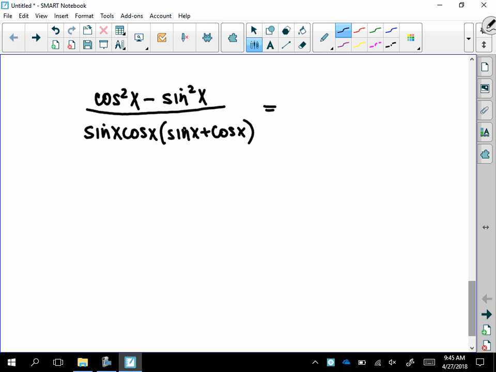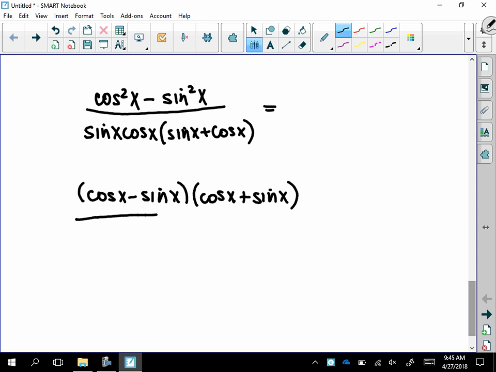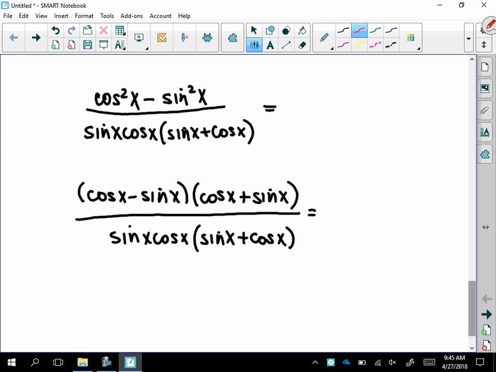But it is the difference of two perfect squares, so we could factor that. And if you really look ahead, that's going to be a positive thing, because one of our factors is going to be cosine of x plus sine of x. And what's going to happen? It cancels with that sine x plus cosine x in the denominator. So you have cosine of x minus sine of x over sine cosine.